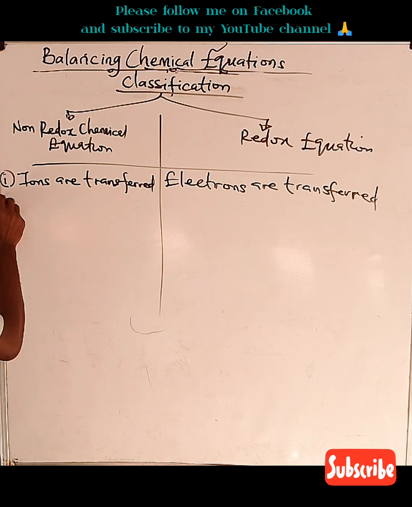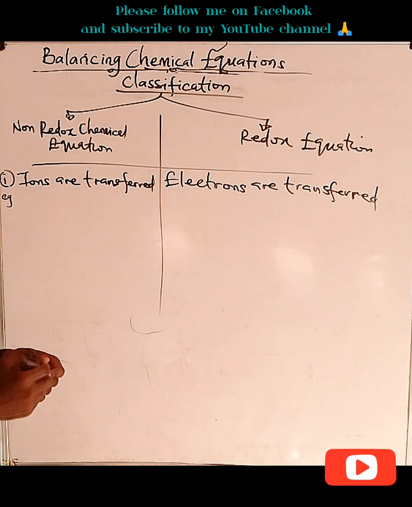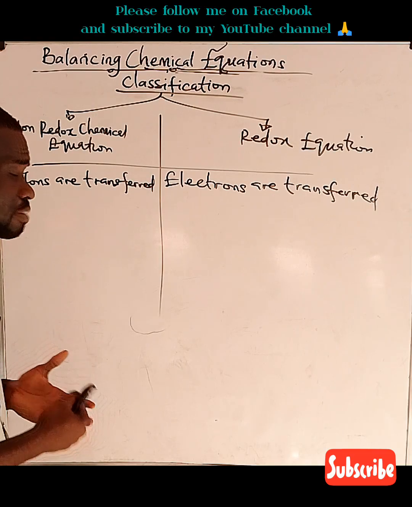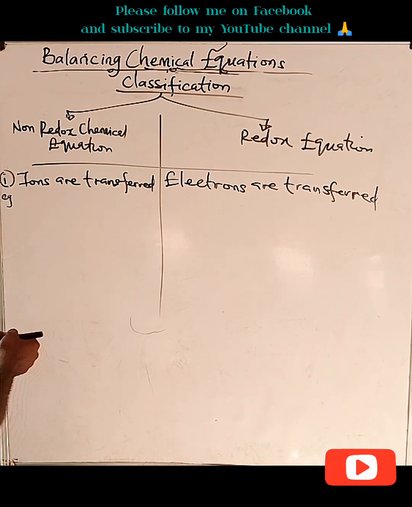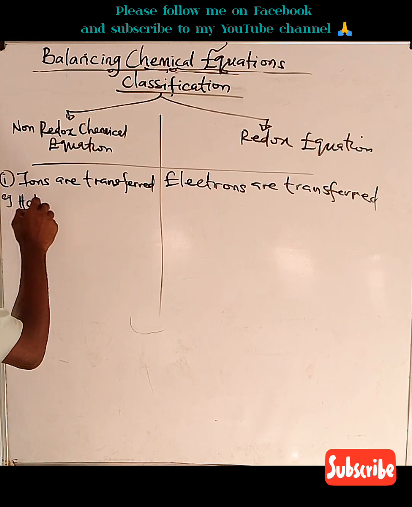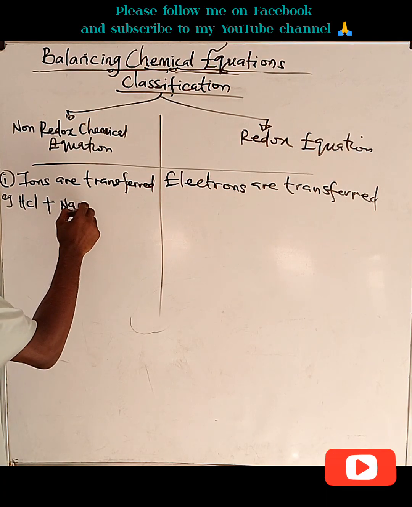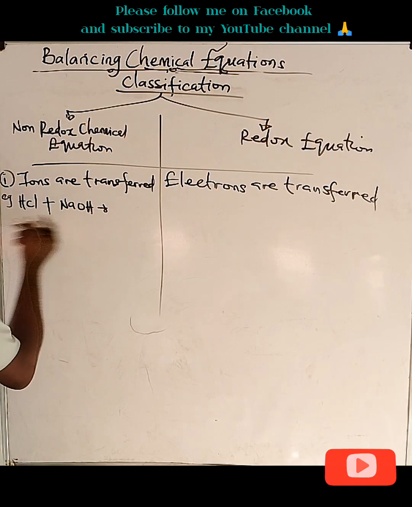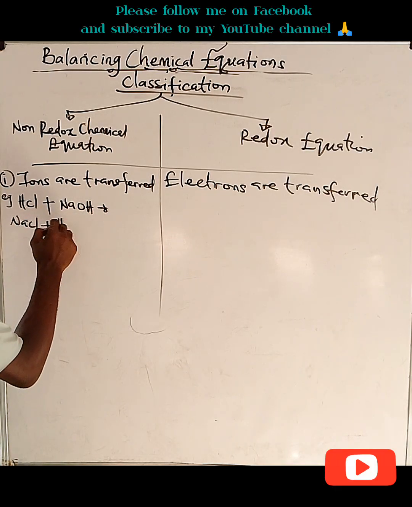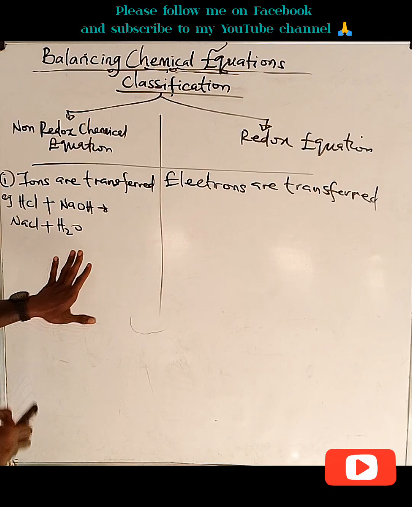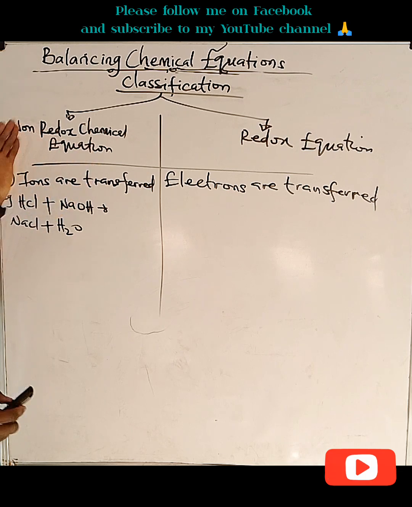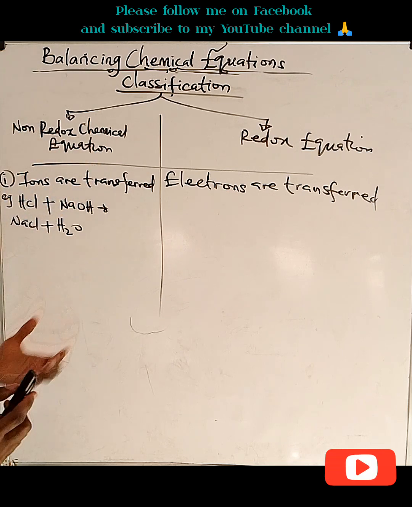So let's have a simple example. I'm going to be using an acid-base neutralization reaction, or we can use a precipitation reaction. If we use an acid-base neutralization reaction, we have something like HCl plus sodium hydroxide, which are both aqueous. When they react, we have sodium chloride plus H2O, water. Now look at what we have right here on the board. This is a non-redox chemical equation. Now let's see why it's non-redox.